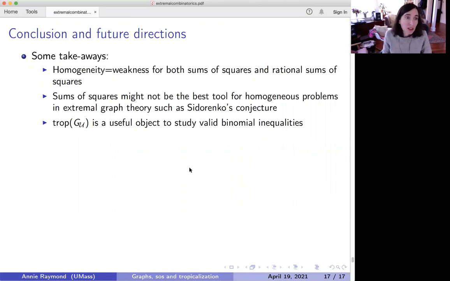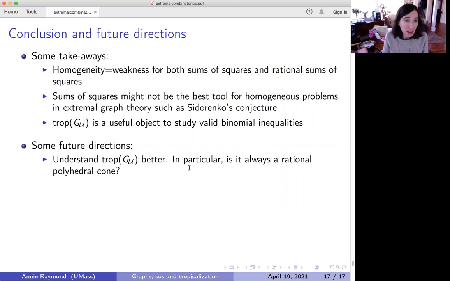But then, throughout all of this, we found this very interesting object, the tropicalization of the graph profile, which gives you a lot of information about binomial inequalities, which we do care about in extremal graph theory. And so we want to understand this tropicalization of graph profiles in general better. So every example that we have found, which of course are the simpler examples, are all rational polyhedral cones. Is that true in general? Will that always be true? We don't know. And so this would have some effect on the decidability of binomials involving densities. So that would be very interesting.